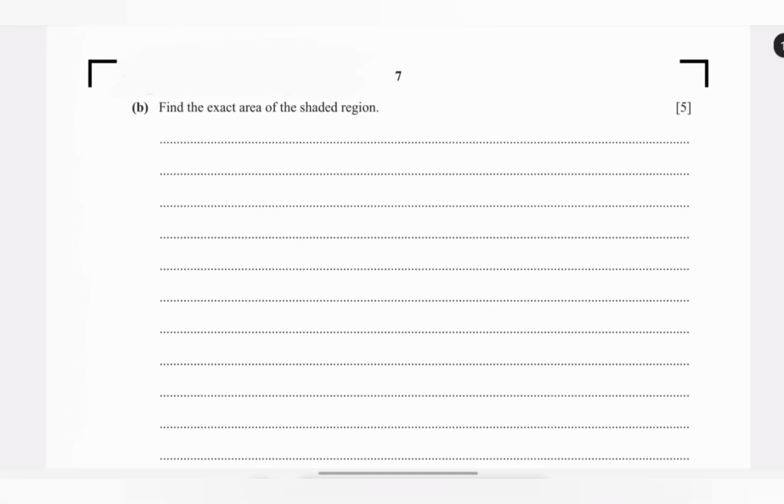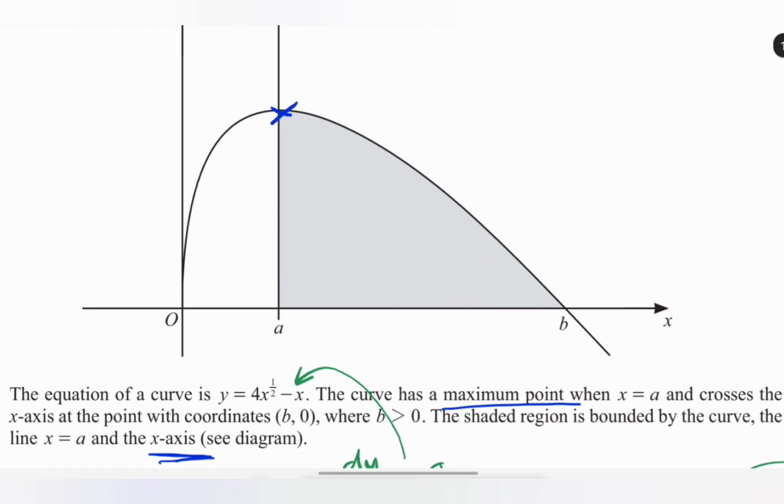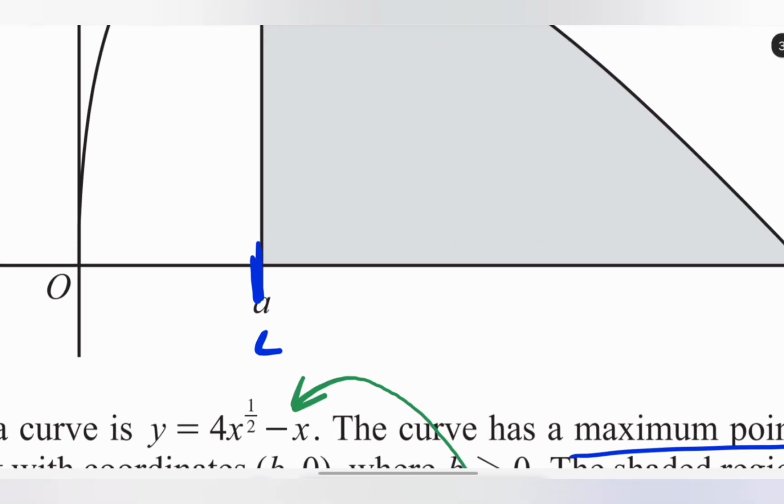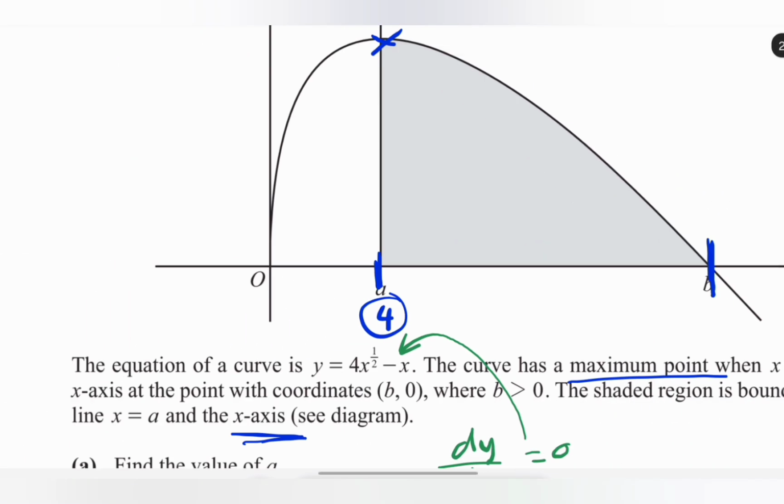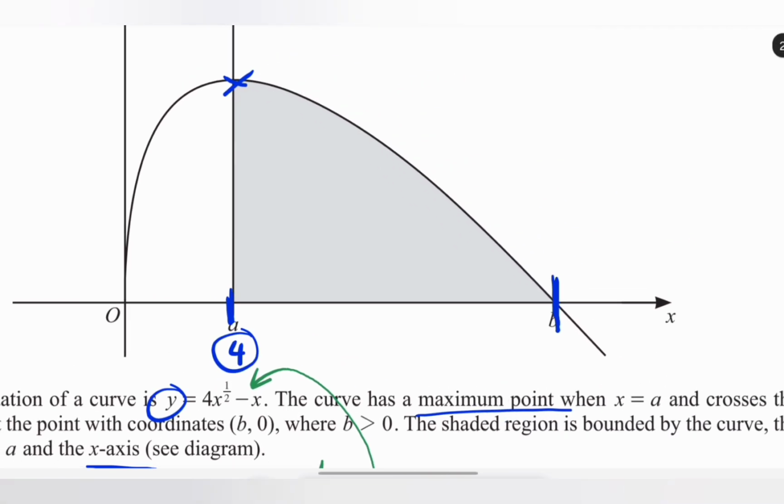And part B, for 5 marks, is saying find the exact area. We're not simplifying. Find the exact area of the shaded region. Let's look at the shaded region. This is the area under the curve with limits b and a. And you know a is 4. B, however, to find b, we know at b, y is 0. So we just equate this part of the curve to 0 to get b.